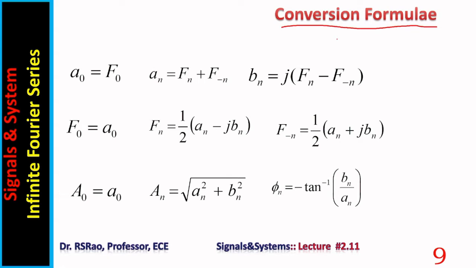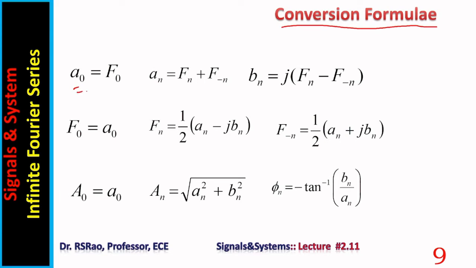If we know exponential Fourier series expansion coefficients, from them one can find trigonometric Fourier series expansion coefficients. If we know trigonometric Fourier series expansion coefficients, from them one can find exponential Fourier series coefficients. One need not do both. So from one, the other coefficients can be obtained. Here in this slide, the relation between various coefficients is given.